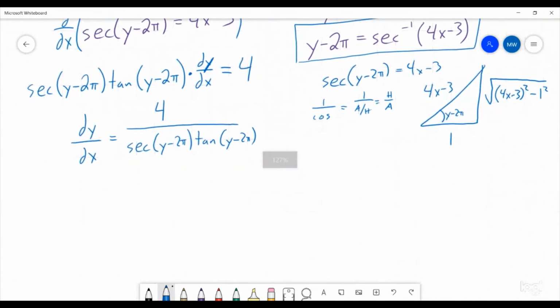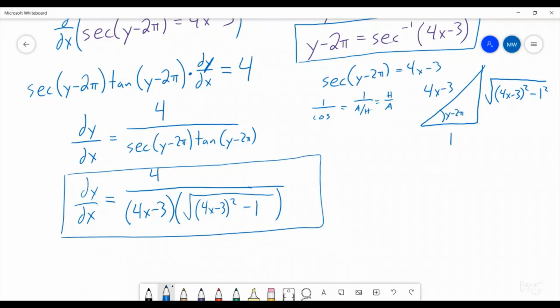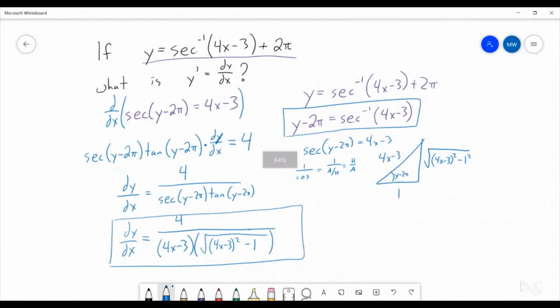So when we go through and put all of this together, we get 4 divided by secant of y minus 2 pi, secant is hypotenuse over adjacent, so that's going to be 4x minus 3, and then tangent is opposite over adjacent, so that's going to be the square root of 4x minus 3 squared minus 1, and that is going to be our final answer. The derivative of that function is this. And that is how you would go through and do this type of an implicit differentiation problem.